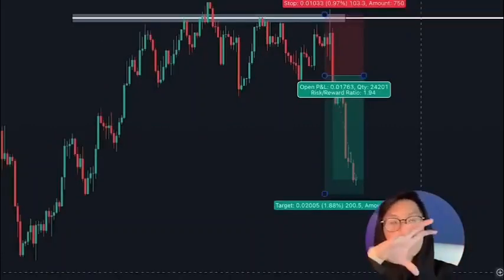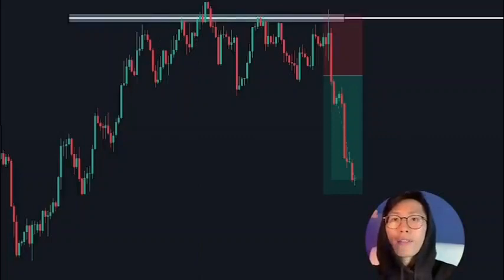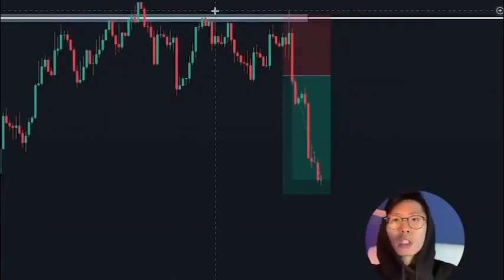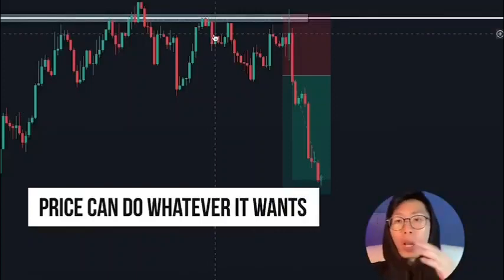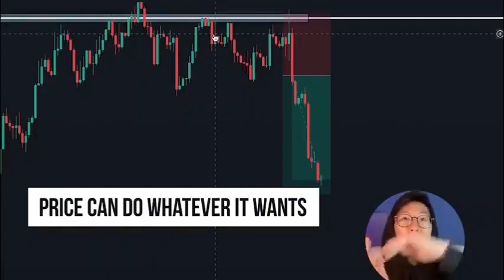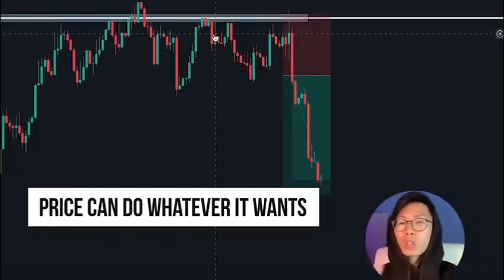So that is why you guys must always be patient and react to the market. Do not just enter for a sell position immediately because price is at a resistance level. Remember, price can do whatever it wants. Price does not care about you. So price can break past this level or reverse at this key level even after consolidation.